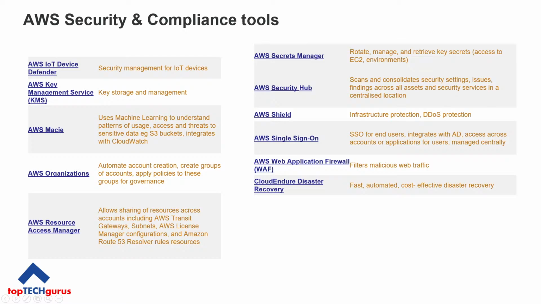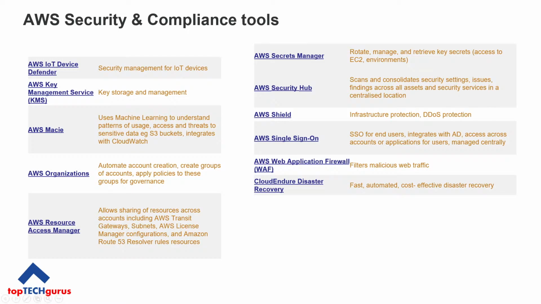AWS Secrets Manager is where we retrieve, manage, and rotate the key secrets. So any access to EC2 environments, all those things would need key secrets. Those secrets can be managed safely in AWS Secrets Manager.